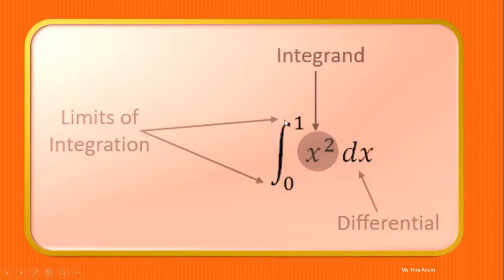This is the integral. These are the limits of integration. One is the ending point, or upper limit. Zero is the lower limit, or starting limit. The function which we integrate is called the integrand. Dx is called the differential.